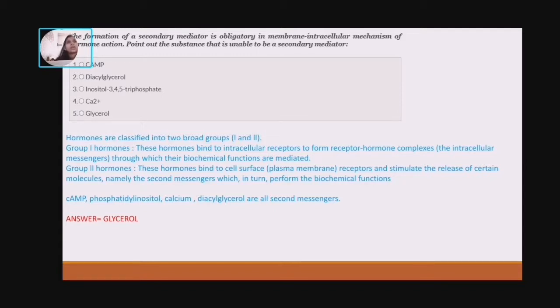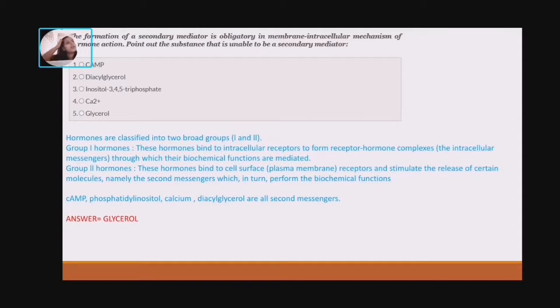First of all, you have to have a basic idea that hormones can be classified into two groups, group 1 and group 2. The group 1 hormones will directly bind to intracellular receptors. What do we mean by intracellular receptors? The receptors which are present inside the cell. There they will form receptor-hormone complexes, and this complex is responsible for causing biochemical functions. This is only in the case of group 1 hormones. But what happens with the group 2 hormones? They will bind to cell surface receptors, that means the receptors which are present on the cell surface.